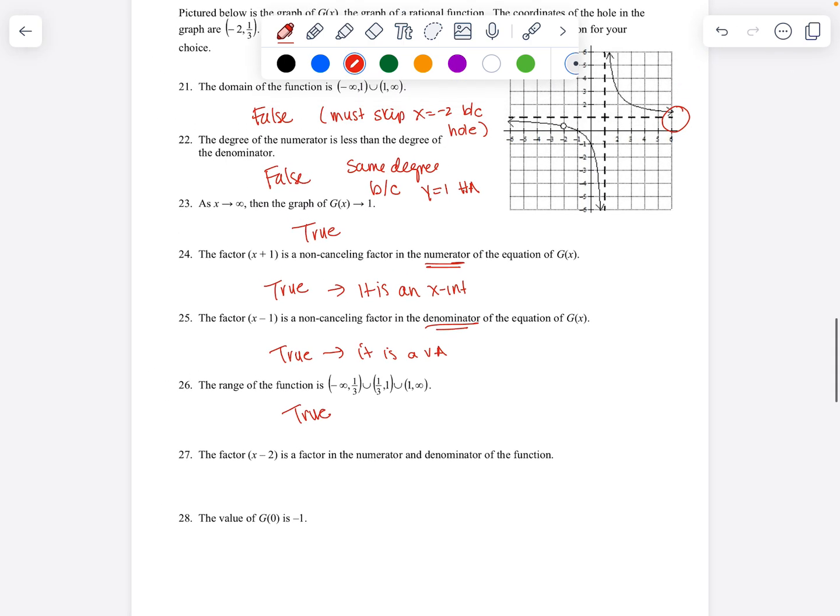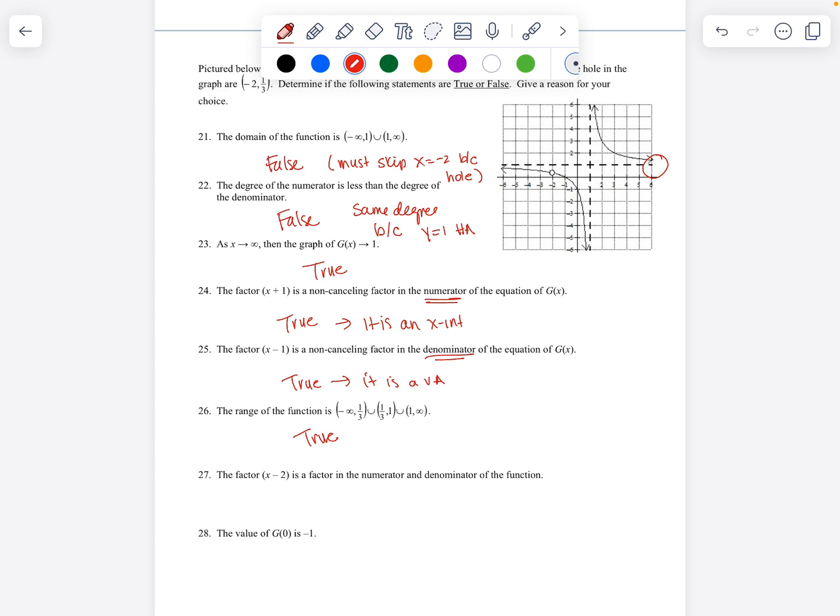And we got these last two questions. The factor x minus 2 is a factor in the numerator and the denominator, and I would argue that it's actually false because it should be x plus 2 in order to get that hole, because if it's in both, then that would imply a hole. And the value of g of 0 is -1. So that means when x is 0, y is -1, and that looks true to me. That is the y-intercept.